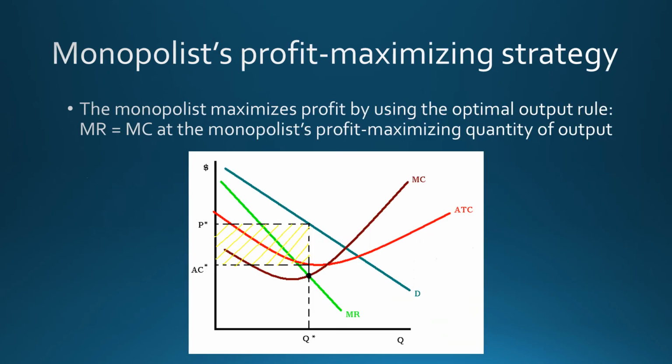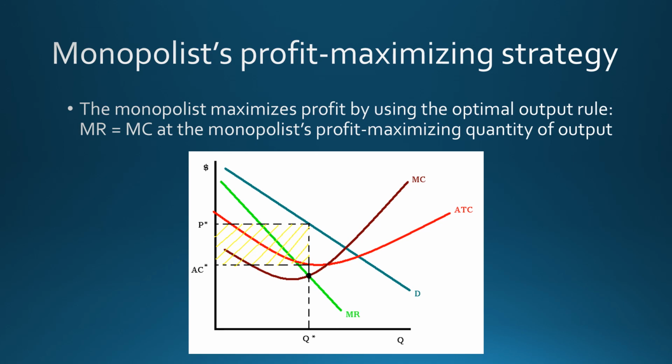Last thing, what is the monopolist's profit maximizing strategy? How do they decide where to produce? It's actually very simple. They maximize profit by using the optimal output rule. Here it is again, where marginal revenue equals marginal cost. So they produce at that same intersection. The difference here, they have a downward sloping MR curve. So look and find where MC equals MR. That will be the quantity that they produce.